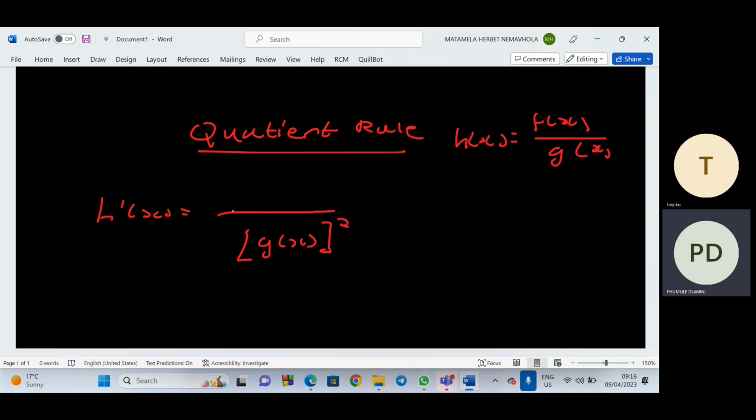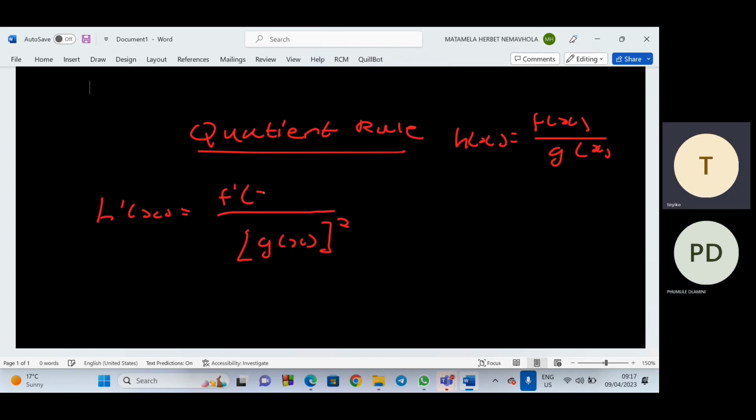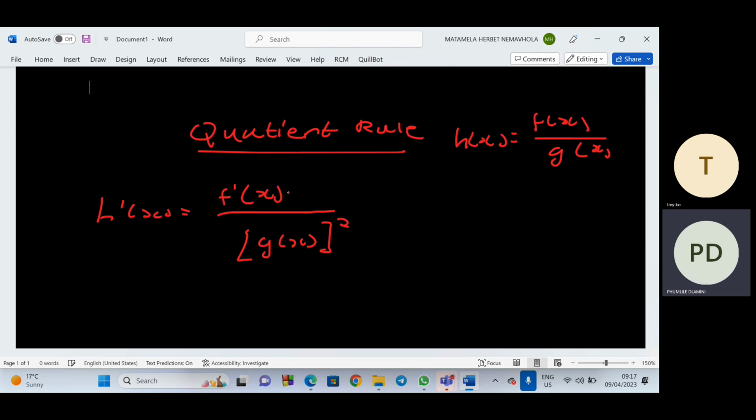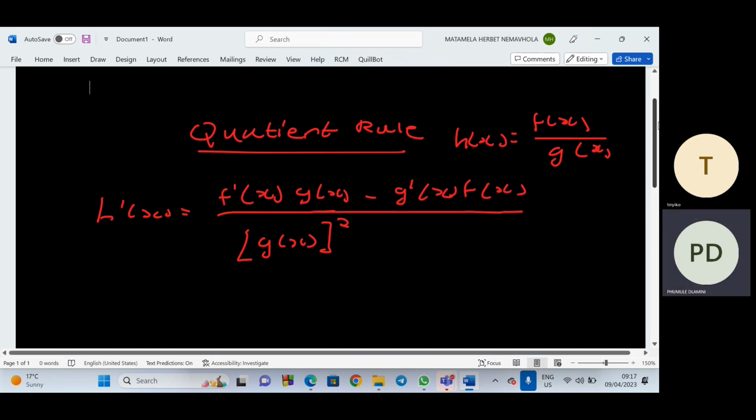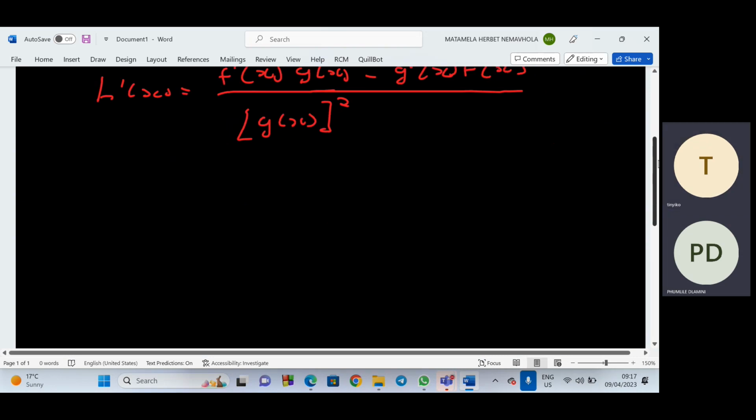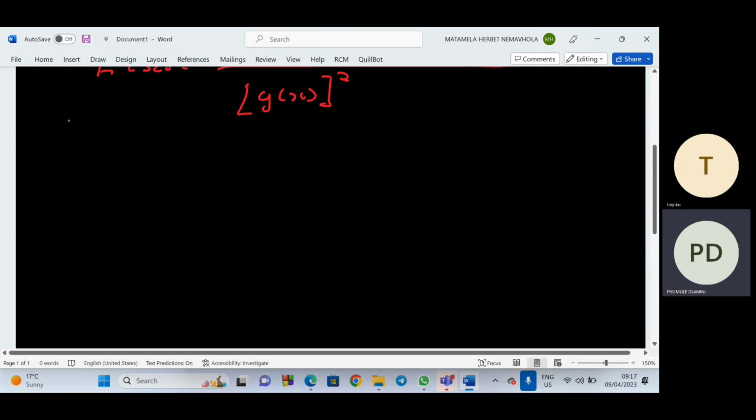Then after that, when we square g of x, we differentiate on top f prime of x first. Then we multiply it with g of x without differentiating it. Then minus, then we differentiate g of x. Then we multiply it with f prime of f of x. This is the formula for differentiating what? H of x.